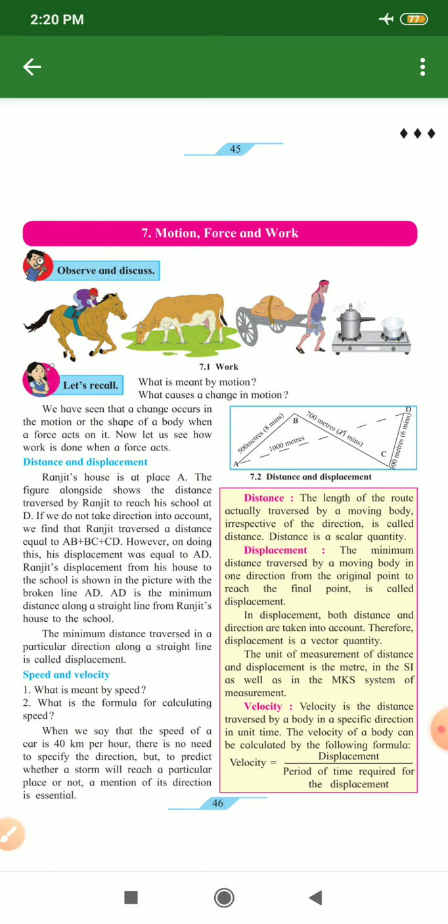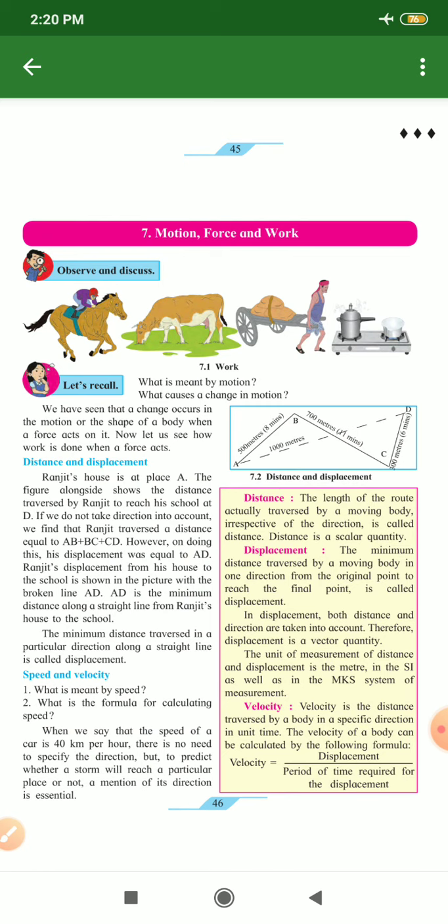Observe and discuss. Here you can see a man riding a horse, a cow grazing, another man pulling a cart, and a gas stove on which a cooker and a vessel is kept. Now, let's recall what is meant by motion. Objects, when they change their original place or position, means motion.